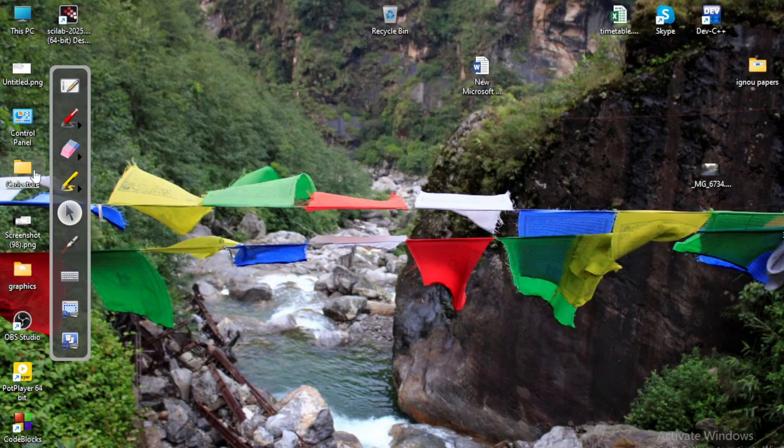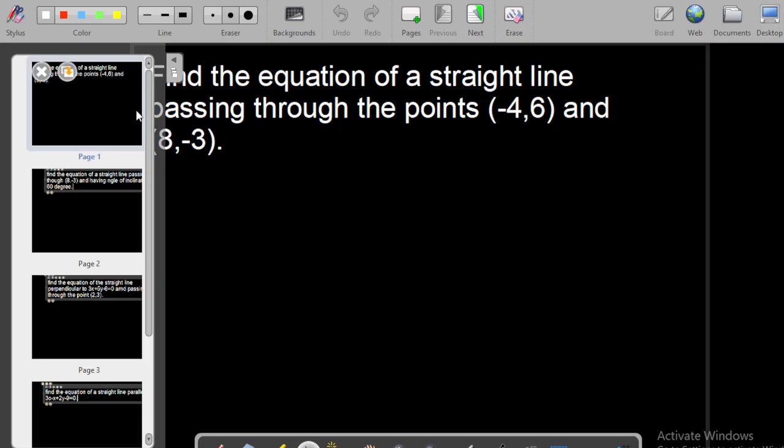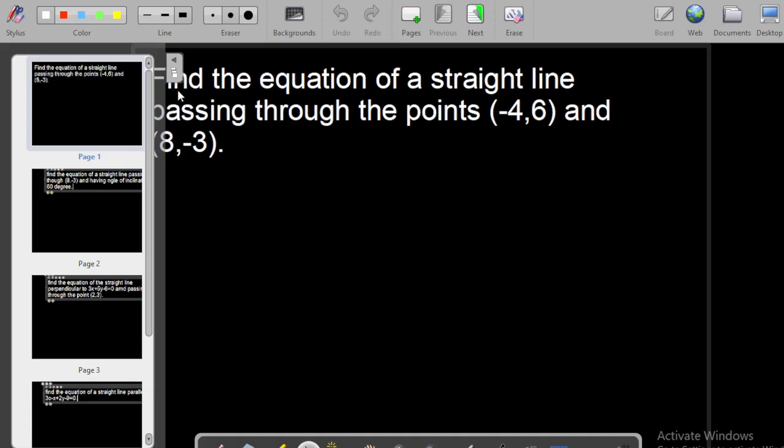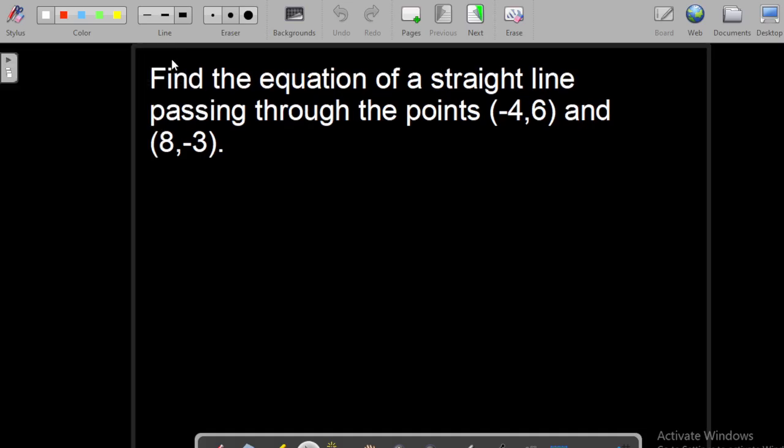So today we are going to discuss a very important topic, that is straight lines. We are going to find out the equations of different straight lines, and these questions are very important for the upcoming 2025 boards. Now the first question here is: find the equation of the straight line passing through 2 points, -4 comma 6 and 8 comma -3. So let us see.